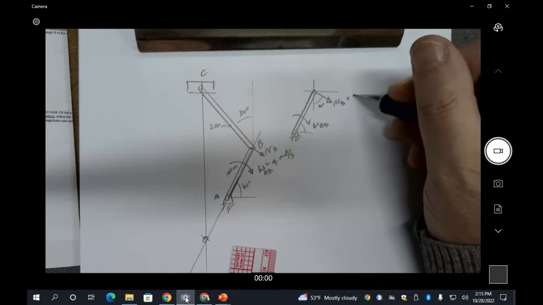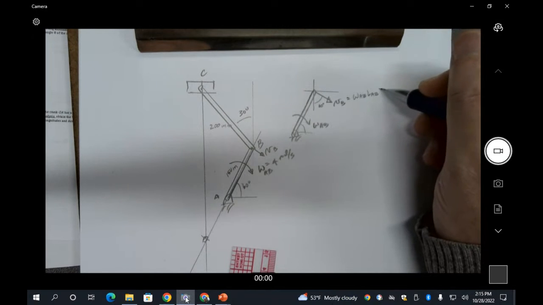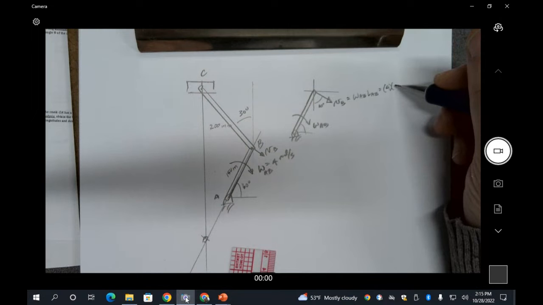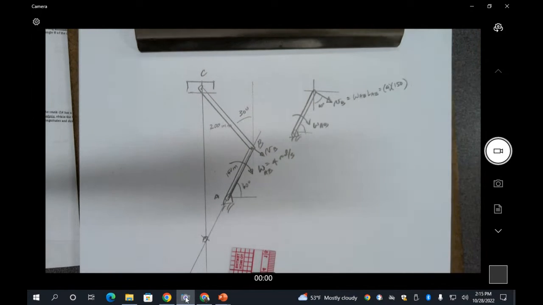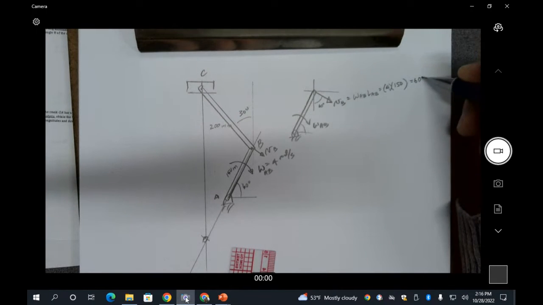And that VB is going to be omega AB times, I'll call it LAB even though they didn't label it. So it's simply going to be 4 times 150. So let's stick with millimeters. I wish I brought my calculator with me, but I got my phone. I should be able to do 4 times 150 in my head, but I did it anyway. 600 millimeters per second.